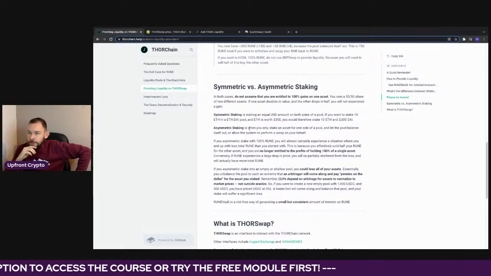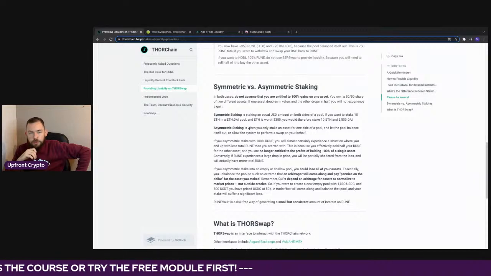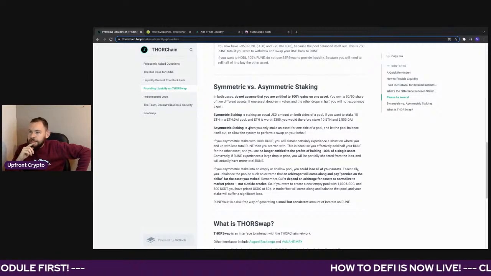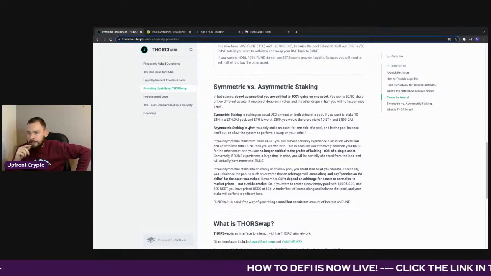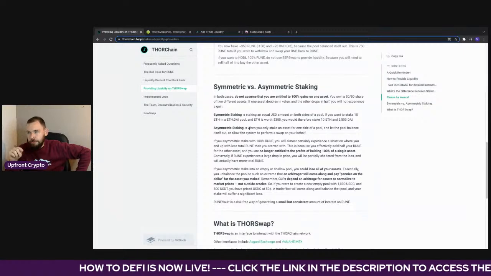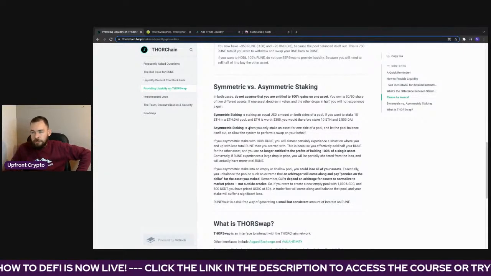Symmetric staking is staking an equal US dollar amount on both sides of a pool. If you want to stake 10 ETH in an ETH DAI pool and ETH is worth $350, you would therefore stake 10 ETH and 3,500 DAI. So this is what I did here.